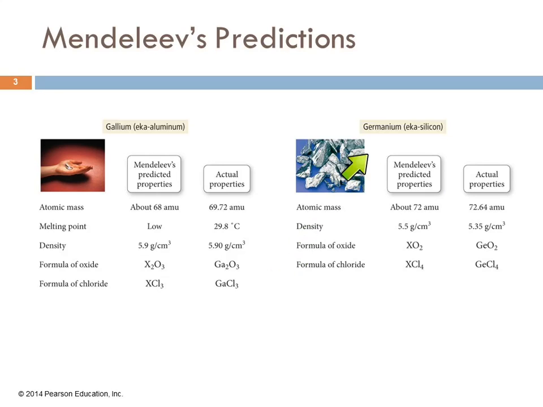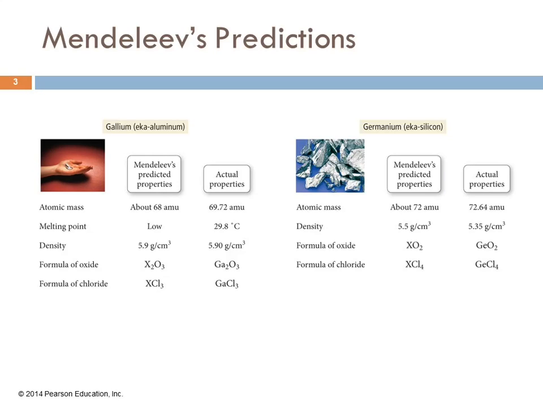He predicted ecosilicon, meaning below silicon, that there would be another element. That was discovered later, and it was germanium. His predictions of atomic mass, density, formula of oxide, formula of chloride, all very, very close. Amazing. Absolutely amazing.